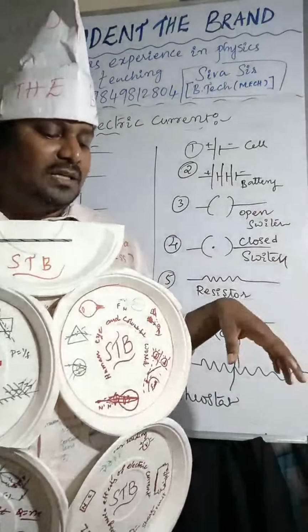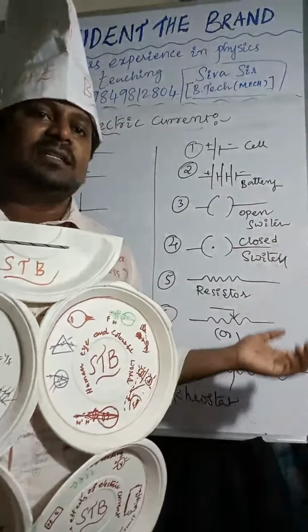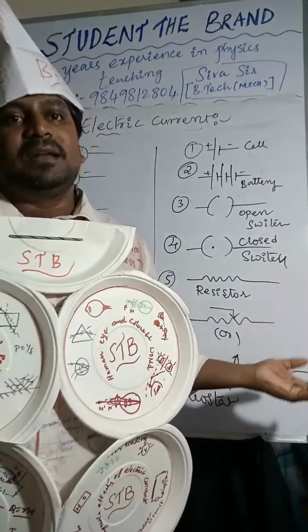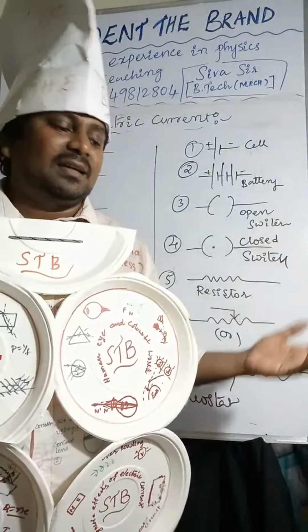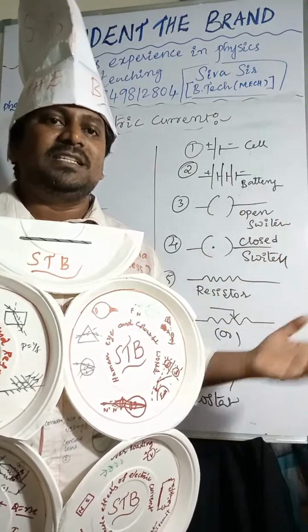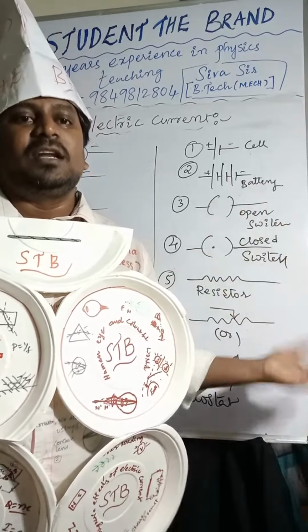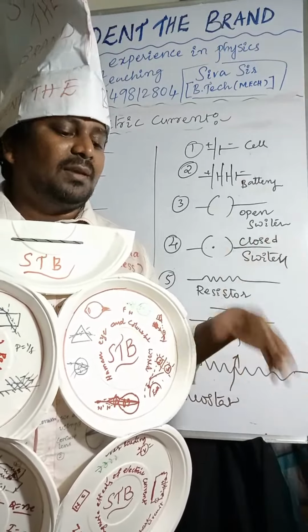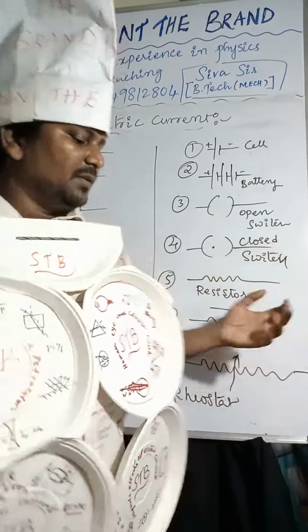Coming to the ammeter. An ammeter is a device which is used to measure the electric current in the circuit. The ammeter is connected in series combination. Coming to the voltmeter: a voltmeter is a device which is used to measure the potential difference. The voltmeter will be connected in parallel combination to the circuit. I hope it is very clear.